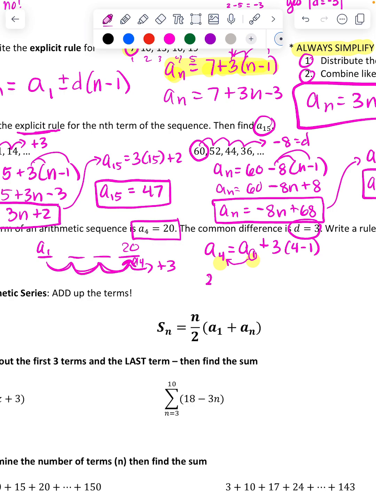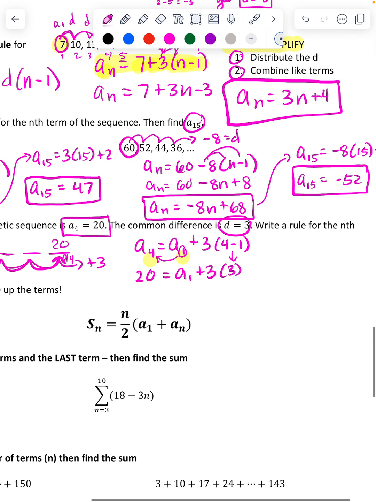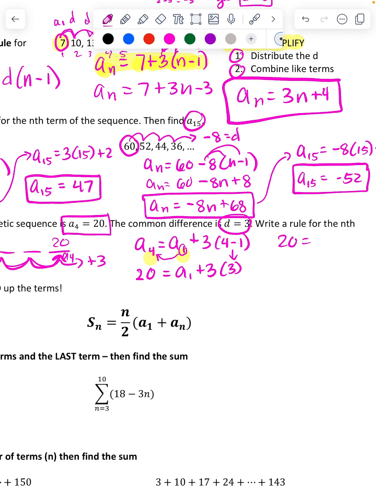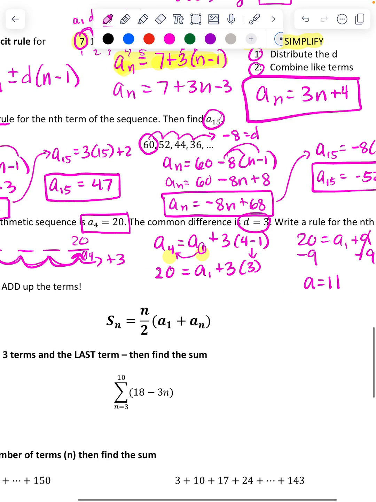So I'm saying, hey, if 20 is my fourth term, but I don't know my first term, but I know I'm adding 3 times, then I end up with just the ability to solve for a1, meaning the first number. And I would think, oh, I must have had an 11 in that first spot.